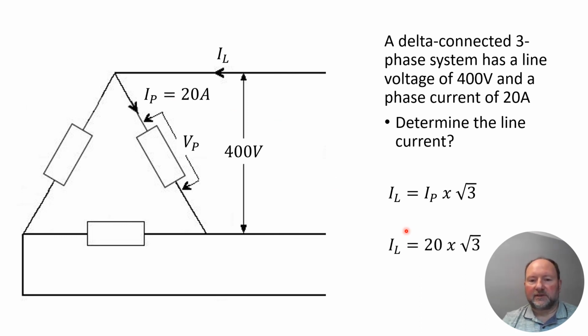So let's put the values in. Line current IL is the phase current, which is 20, times the square root of 3. When you run that into a calculator, that comes out as 34.64 amps. A quick sanity check. Does that make sense? 34.64, we're looking for a number greater than 20. It's the right ballpark. Okay, question done, finished.